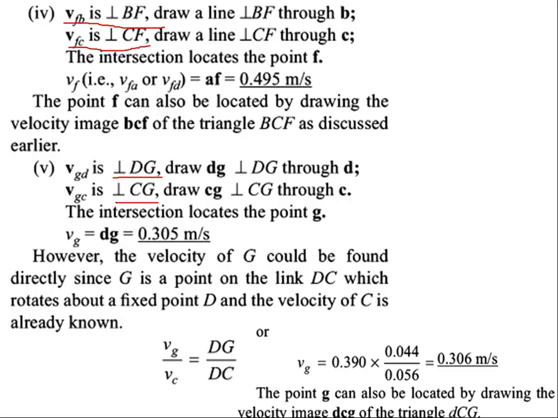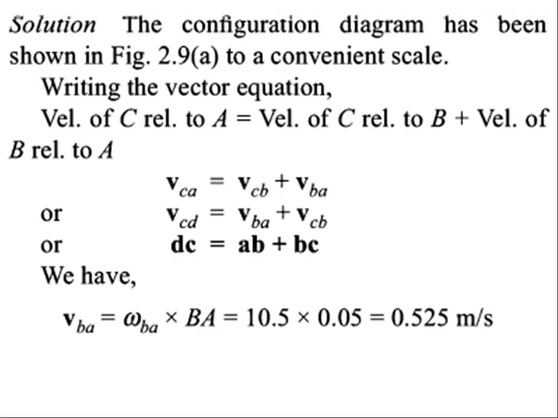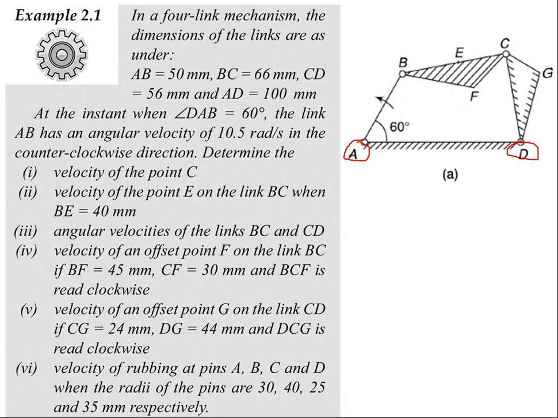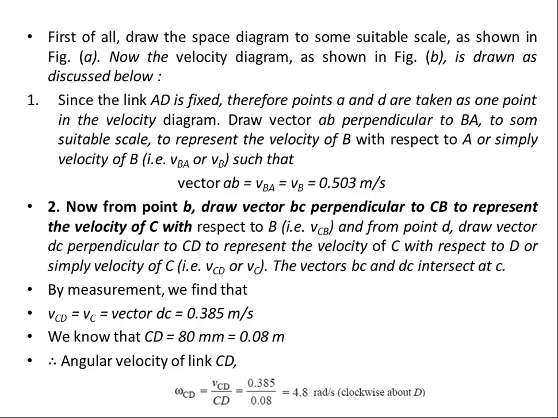Okay. Now last thing. Okay, now the sixth one. Velocity of rubbing at the pins A, B, C and D when the radii of the pins are 30, 40, 25 and 35 mm respectively. So velocity of rubbing, this I have not covered. I will just cover this now. You can stop working and look for a while here, and later you can start working.